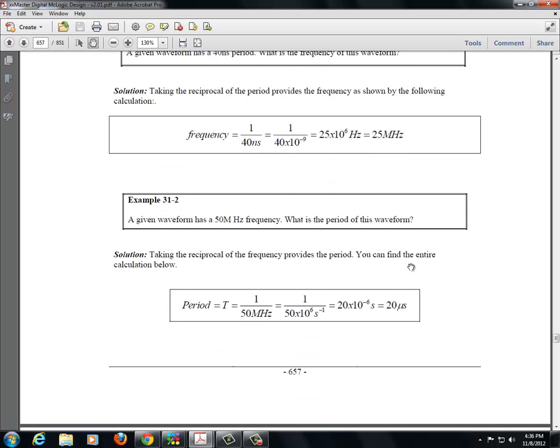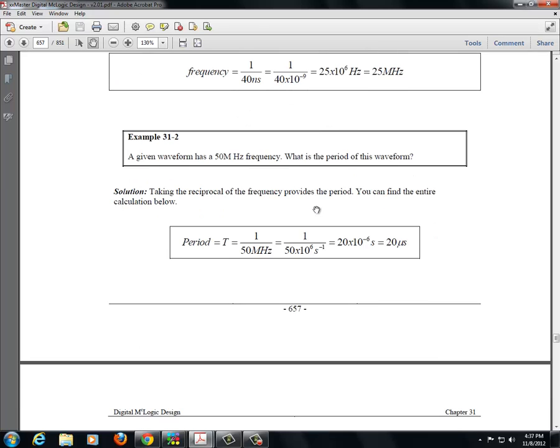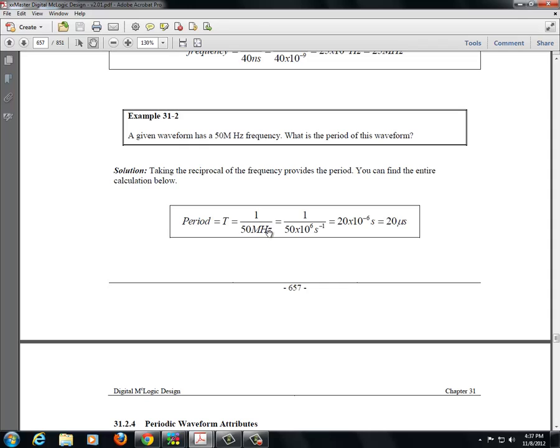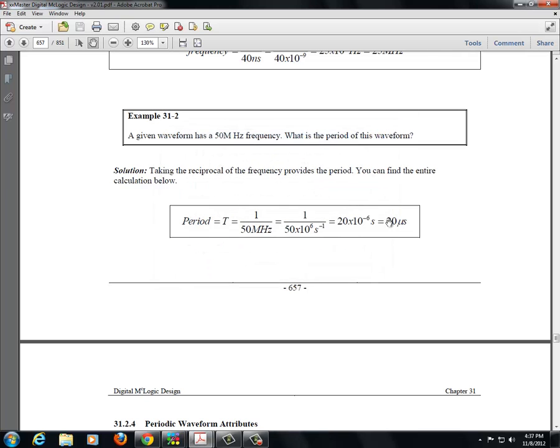Alright, here's another example. If we have a 50 megahertz frequency, what is the period? Well, period is 1 over the frequency. So period is 1 over 50 megahertz, 50 times 10 to the 6. And that gives us 20 times 10 to the negative 6 seconds. And 10 to the negative 6 is a micro, so we have 20 microseconds.